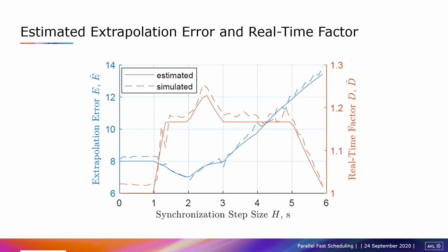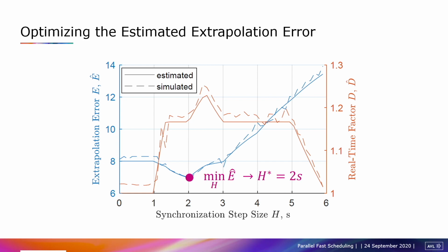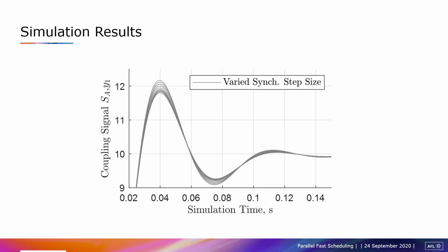If we apply the estimation of the real-time factor and the estimation of the extrapolation error to our co-simulation example and compare that to our actual co-simulation behavior, we can see that the estimation behavior, illustrated with solid lines, fits very well to the simulated results, illustrated with dashed lines here. That means based on the estimated extrapolation error, we can determine a step size where the extrapolation error is a minimum. In our example, this is at the value of 2 seconds. Does this really lead to the best results?